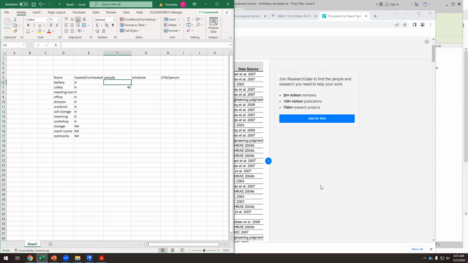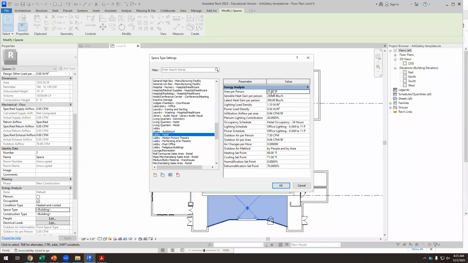What about the art gallery? We don't have any information about the art gallery. Let's see if Revit can give us that. Look at this. Here we have 35, 35, 40. It's something similar.